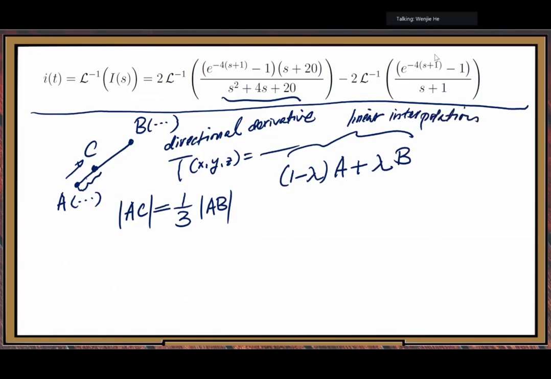All the points on this line segment can be represented by this linear interpolation formula, and the location of the point on this line segment can be controlled by this parameter lambda. Think about A point: lambda equals 0, you plug in 0, B is gone. At B point, lambda is 1.